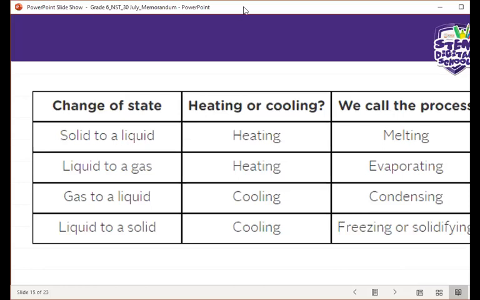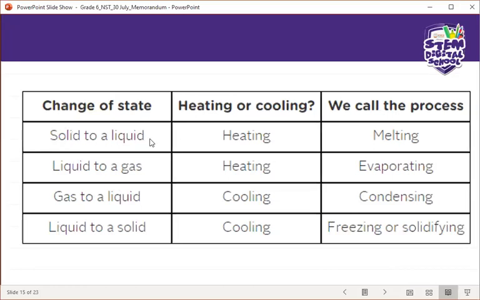Okay, and this is change of state. When we have a solid to a liquid, we need to heat it, and we call the process melting. Then liquid to a gas, we also need to heat it, and that is called evaporation. Then a gas moving to a liquid, we need to cool it, and it is called condensing or condensation. Then liquid to a solid is also cooling, and the process is called freezing or solidifying. You guys also did this in grade 4 and 5.